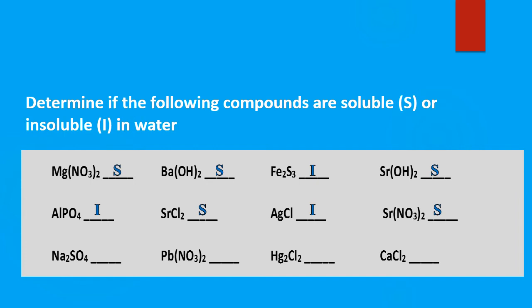All right, most sulfates are soluble. Sodium is not one of the exceptions. All nitrates are soluble. Mercury(II) chloride: if chloride is paired with mercury, it's going to be insoluble because mercury(II) is one of the exceptions to the solubility of chlorides. Calcium chloride is going to be soluble because calcium is not one of the exceptions to the solubility of chloride.